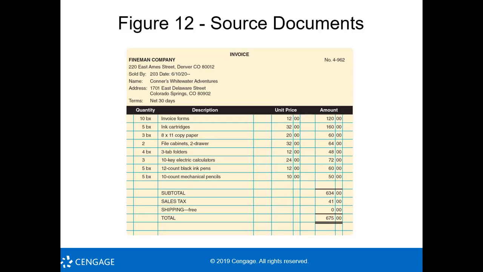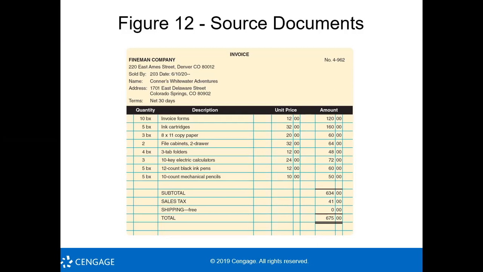But in reality, a lot of times we're not just told, this is the transaction. We have to look and we have to gather that information from these source documents. So in this case, this is a source document. It looks like from a vendor or from a supplier that we use, Feynman Company.